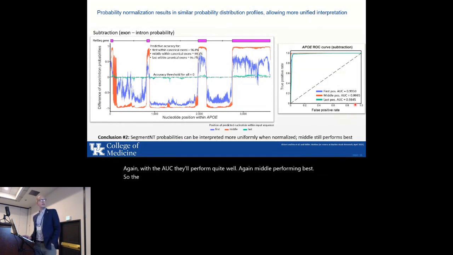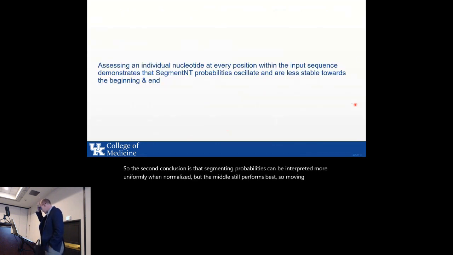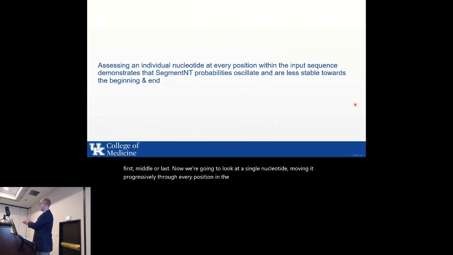So the second conclusion is that SegmentNT probabilities can be interpreted more uniformly when normalized, but the middle still performs best. So moving on, to this point, we were looking at all these nucleotides, whether it's first, middle, or last. Now we're going to look at a single nucleotide, moving it progressively through every position in the input sequence, and see how these probabilities fluctuate for a single nucleotide.